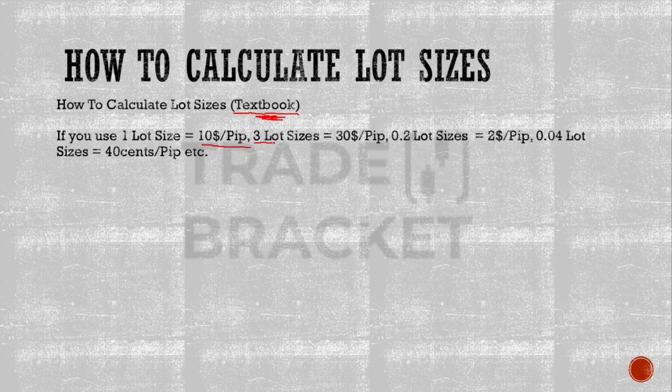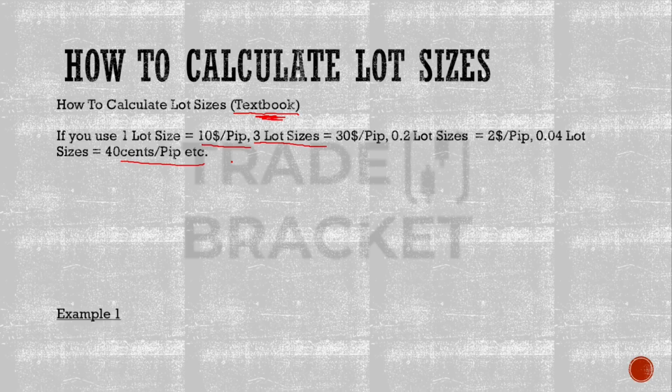If you use a 3 lot size, what that means is you're risking $30 per pip. If you use a 0.2 lot size, what that means is you're risking $2 per pip. And lastly, if you're using a 0.04 lot size, that means you're risking 40 cents per pip. But like I said, this right here is textbook. This is how it's usually taught out there.